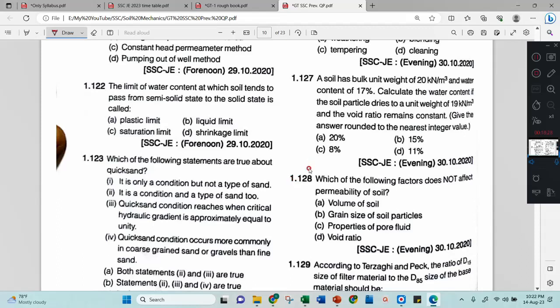This one. Bulk unit weight gamma B is 20, water content W is 0.17. Then the soil dries to a unit weight gamma D of 19, and void ratio remains constant. What are they asking? Look here. The soil has a bulk unit weight of 20 and water content 17%. Calculate the water content if the soil dries to 19 kilonewton per meter cube and void ratio remains the same.